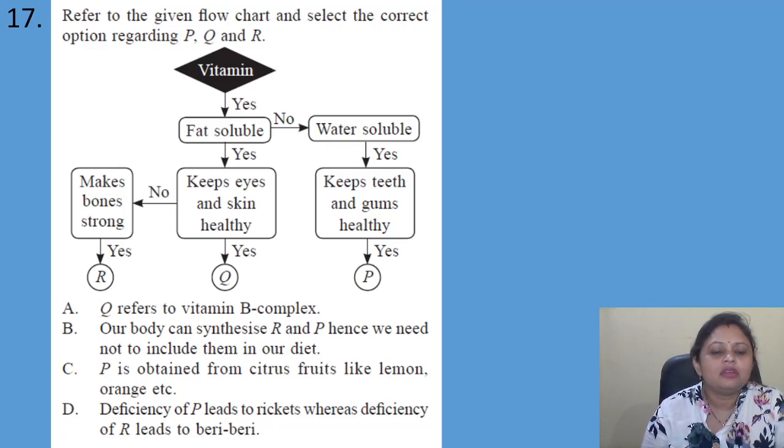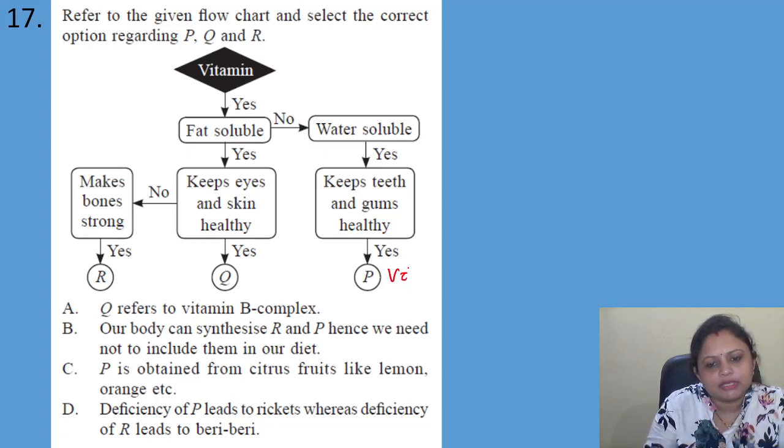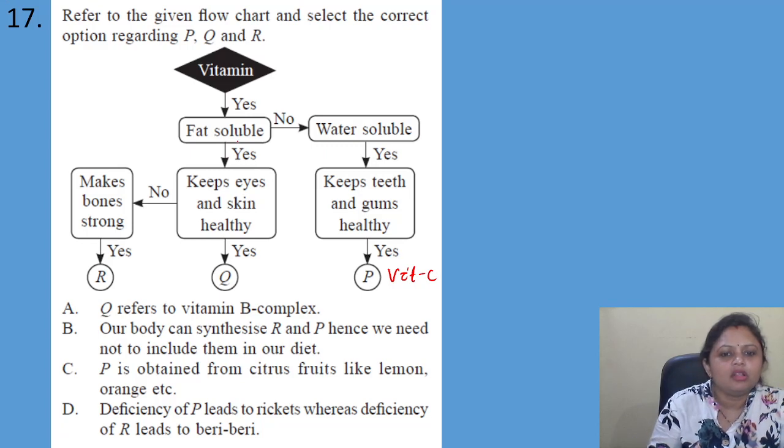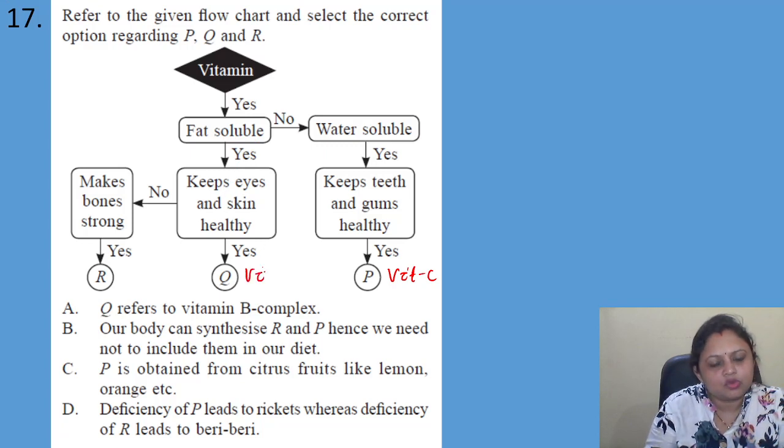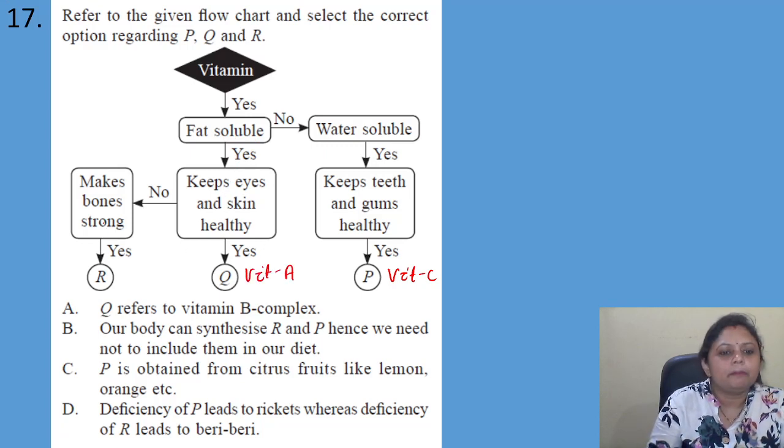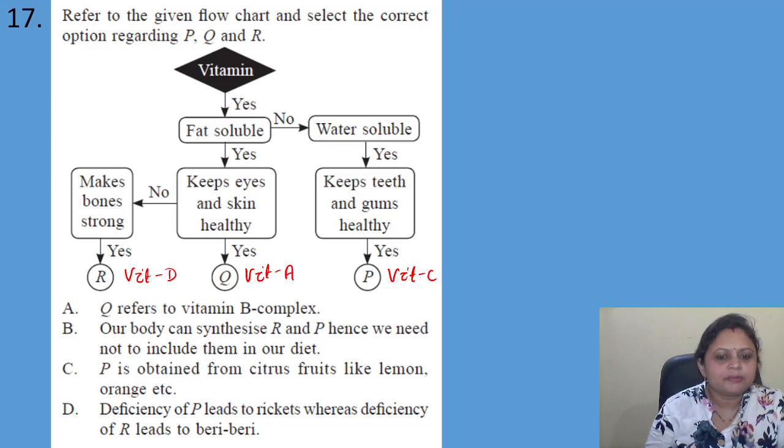R. Vitamin, yes. Fat soluble, no. Water soluble, okay. Water soluble, yes. Keep teeth and gums healthy, that means P is vitamin C, and it is a water soluble vitamin. Then fat soluble, yes, keeps eyes and skin healthy, so Q is vitamin A. No, makes bones strong, yes, so it is vitamin D. So here the correct answer will be option A.